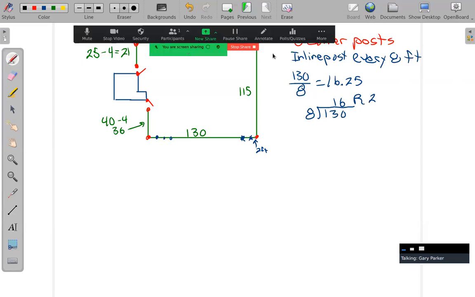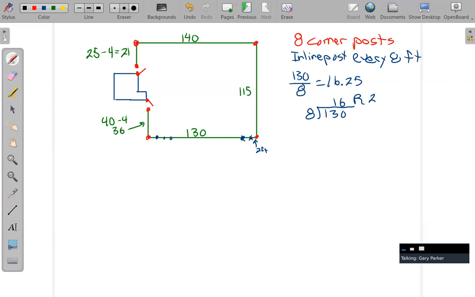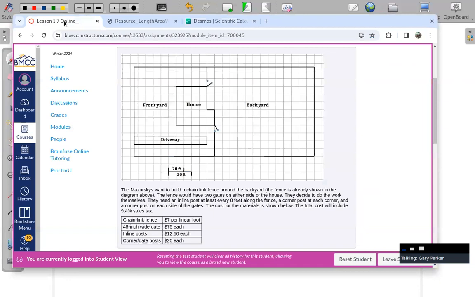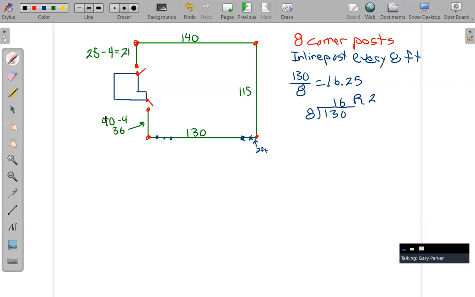And oops, I keep grabbing the wrong, get away, Zoom. How about I put you down here? Zoom's always in the way. You look back at the information here, an inline post needs to be at least every 8 feet. So we can't do over an 8-foot span. So we have to have that last post 2 feet away.